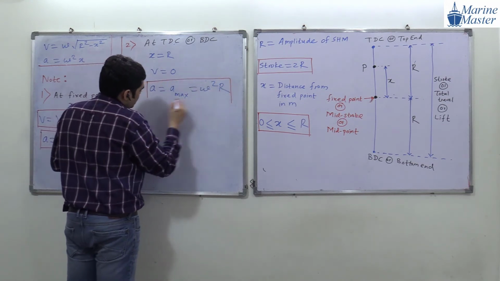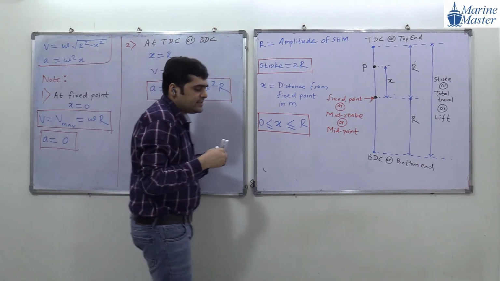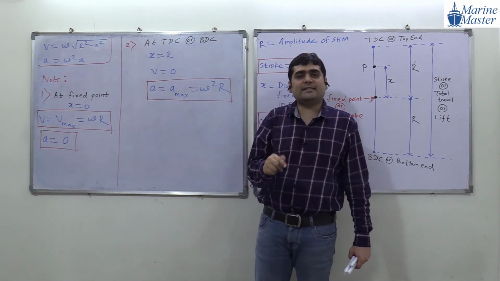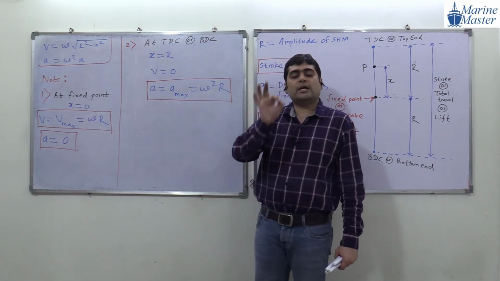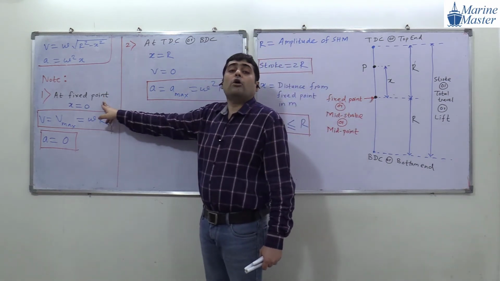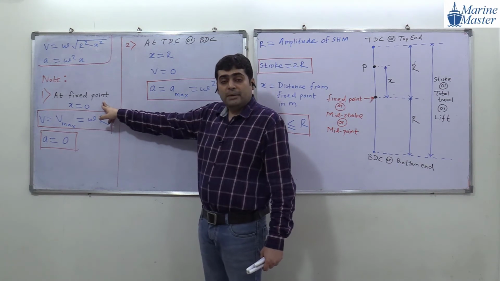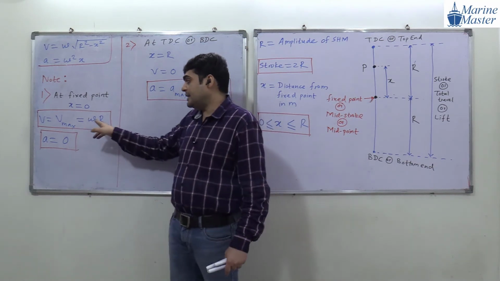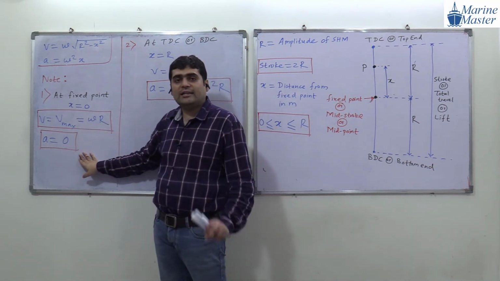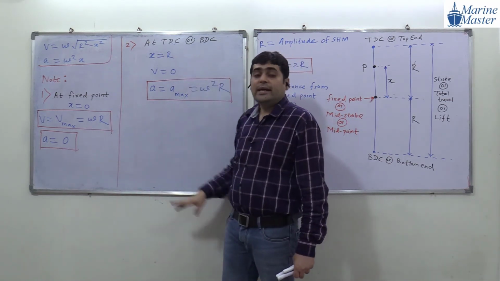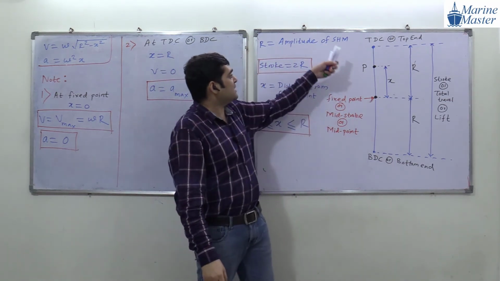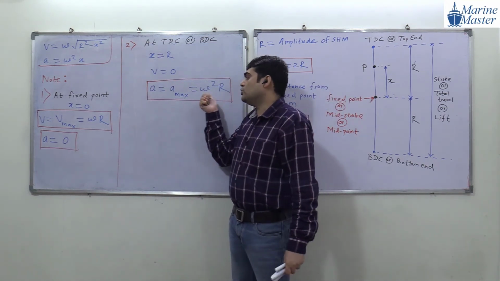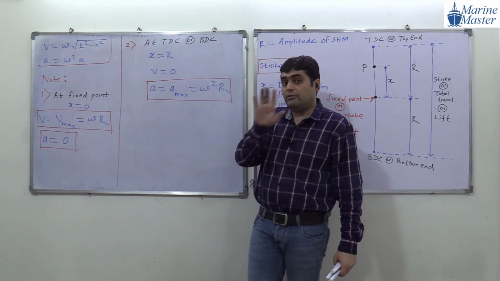Try to understand the scenario here. At TDC or BDC, velocity V will become 0, but acceleration will become maximum acceleration, which is equal to omega square R. At the fixed point or midpoint, x is equal to 0, velocity will become maximum velocity, equal to omega R, and acceleration is 0 at that point. But at TDC or BDC, x is equal to R, the velocity is 0, and acceleration becomes maximum, equal to omega square into R. Anyone have any doubt in this discussion?